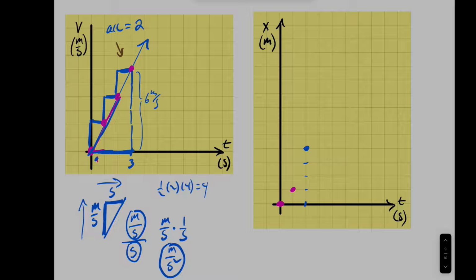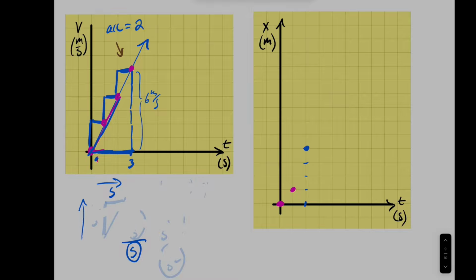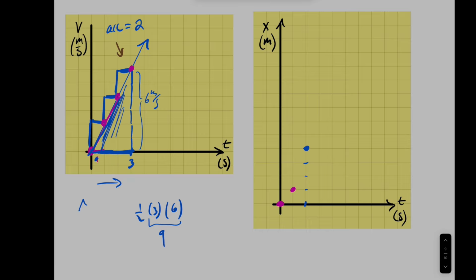Now, the area of this triangle would be, getting a little sloppy over here. Let me just erase a couple things. Get rid of that. Okay. The area of that triangle is 1/2 times the base times the height, which is 18 divided by 2, which is 9. So that means all of this area from time 0 to time 3 is 9. So that means at 3 seconds over here, I'm 1, 2, 3, 4, 5, 6, 7, 8, 9 meters away.